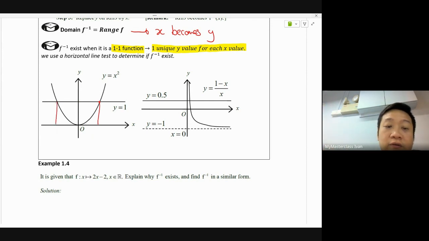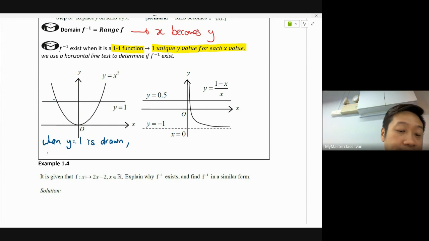It must be one unique y value, because when I draw this line, there are two x values for a y value, so cannot. So basically, how to explain? When y equals to 1 is drawn, this is a horizontal line test. It cuts at 2 points. Therefore, not 1-1. 1-1 is like that, and hence no inverse.